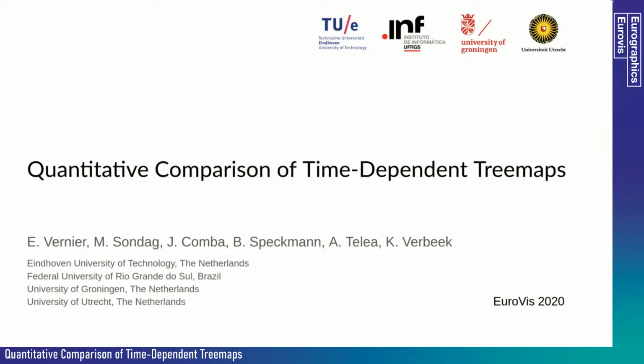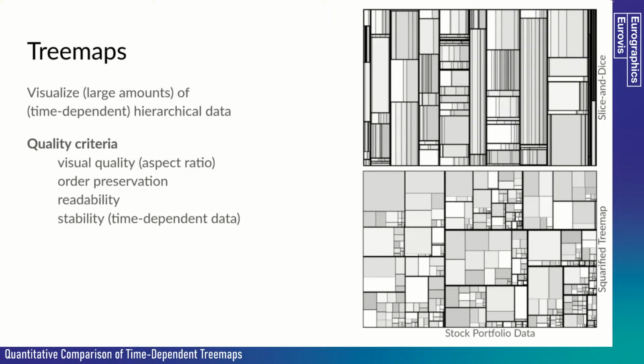Hello, I would like, on behalf of my colleagues, to present this work called Quantitative Comparison of Time-Dependent Tree Maps. Tree maps are one of the best known methods for visualizing hierarchical datasets. They stand out for being able to handle very large amounts of data. Given a weighted tree, tree maps recursively partition the 2D space into areas that represent the structure and weights of the input tree.